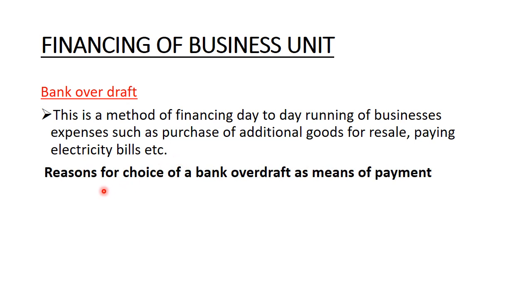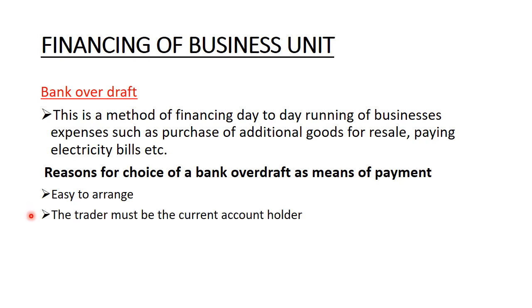So what are some of the reasons one would choose a bank overdraft as a means of payment? The first is it is easy to arrange. So long as you have a bank account, then you can get a bank overdraft. Also, the trader must be the current account holder, like we discussed in banking. Also, the duration of payment is shorter, meaning that you can pay in a short time. You don't have to carry a debt for a long time.